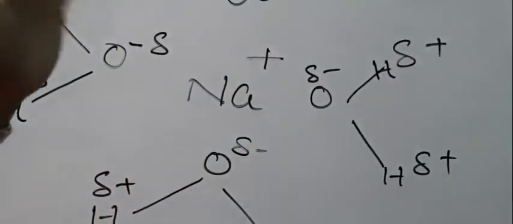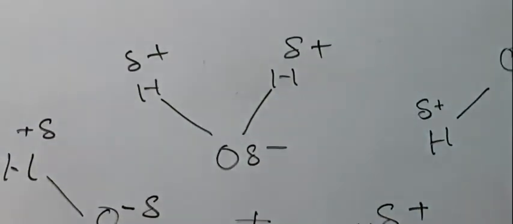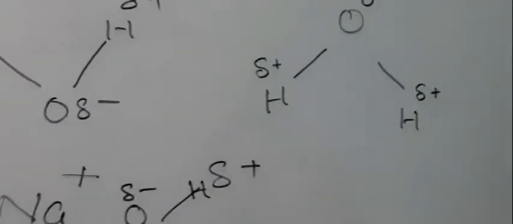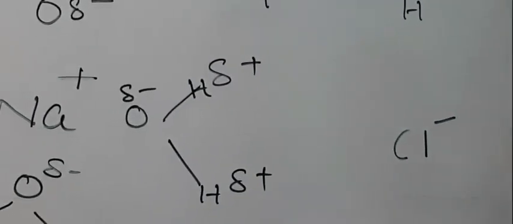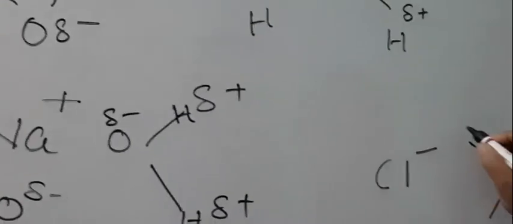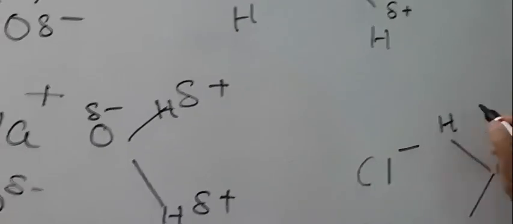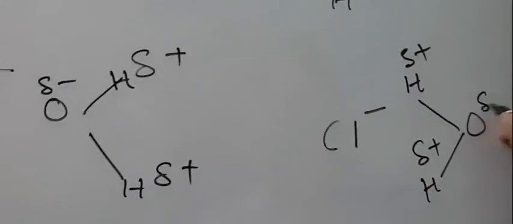Similarly, this kind of interaction also takes place with the chloride ion. So the Cl minus ion also interacts with the hydrogen, delta positive.